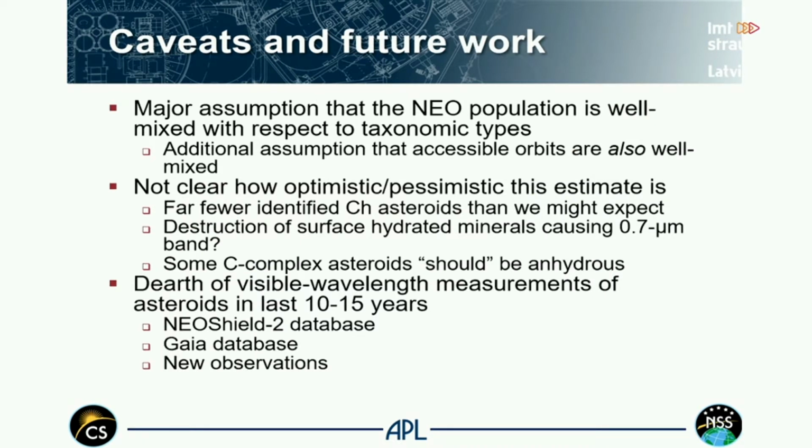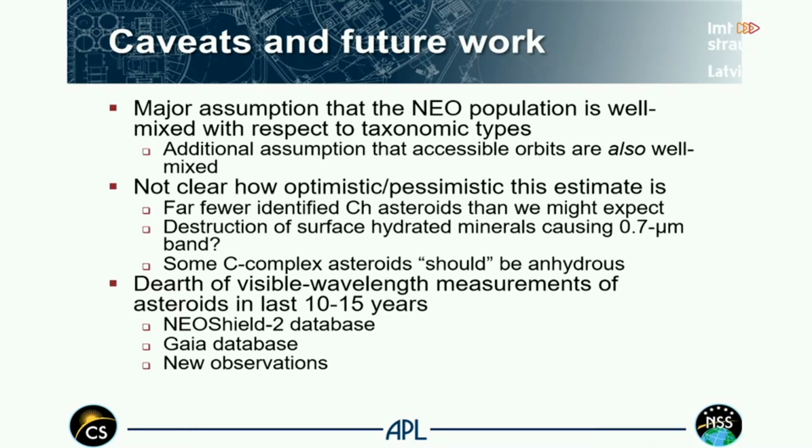There's plenty of caveats, of course. As you can tell, it's an estimate. I think it's a reasonably grounded estimate, but it is still an estimate. The major assumption here, I think, is that the NEO population is well mixed with respect to taxonomic types, and that the accessible orbits are also well mixed. I don't know that we necessarily know that. I don't know if we could point to a reason why that's a bad assumption, but I don't think it's been demonstrated. It's not clear how optimistic or pessimistic this is. Like I said, hopefully the inaccuracies all balance out.